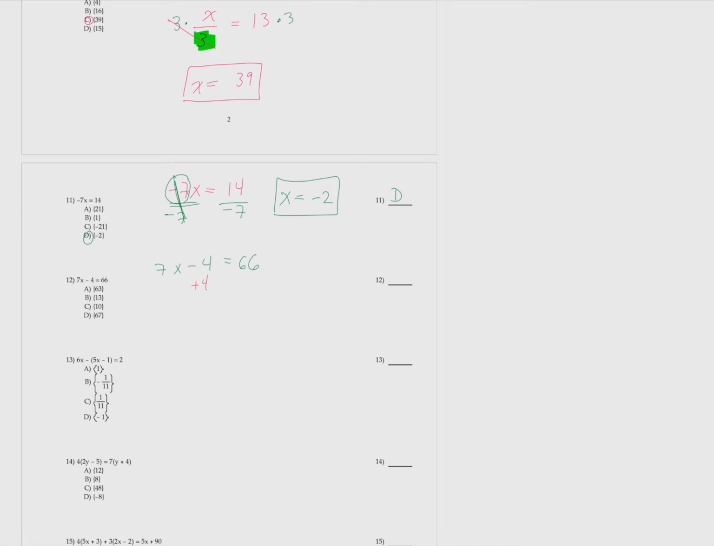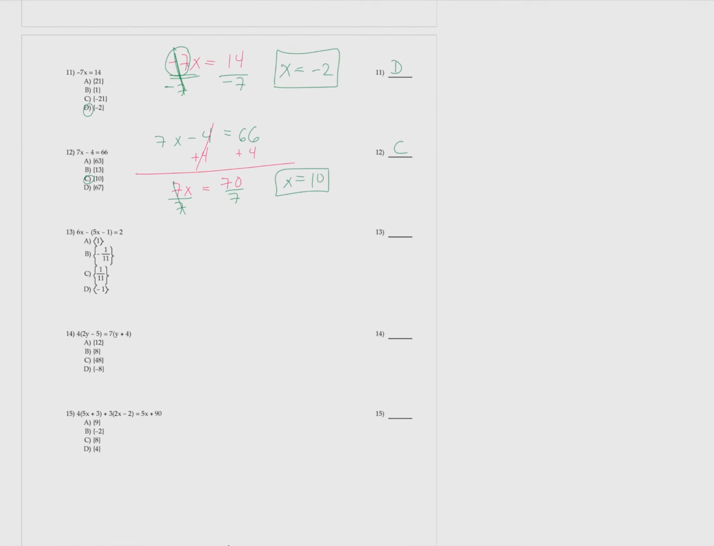So we're going to get rid of the negative 4 by adding 4 to both sides. And when we do that, we're going to get 7x equals 66 plus 4, which is 70. And now we can ask, how do I get rid of 7? And that 7 is dealt with easily by dividing both sides by 7. Right, just canceling it out. So x equals 70 divided by 7, which is 10. And you're done. And the answer is C. Simple.